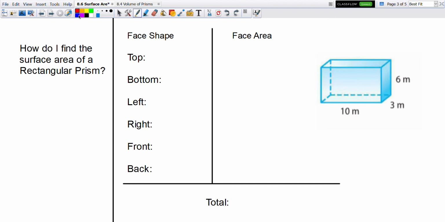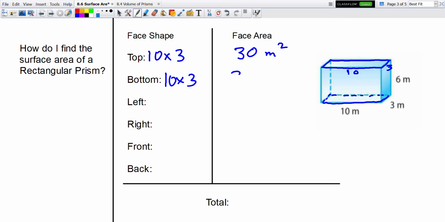So let's do the top. The top rectangle is going to be 10 meters across and 3 meters deep. It's a 10 by 3 rectangle up there, and it's going to be the same on the bottom as well. The same exact shape down on the bottom. 10 by 3. So that'll be 30 for the top and 30 for the bottom.